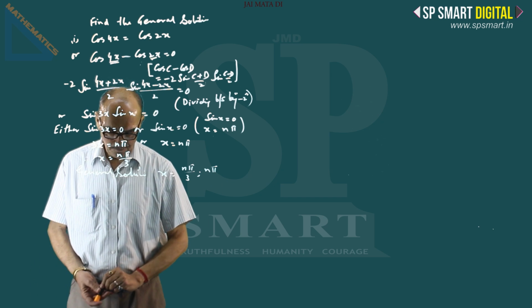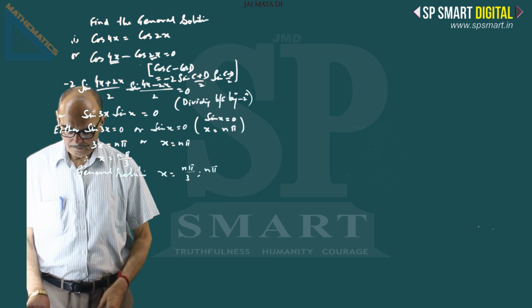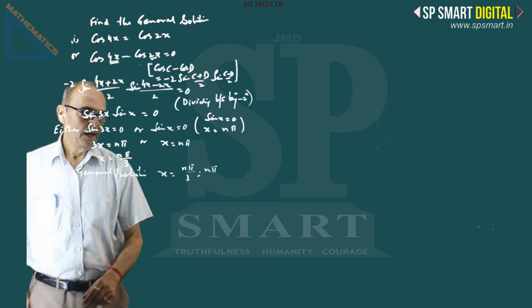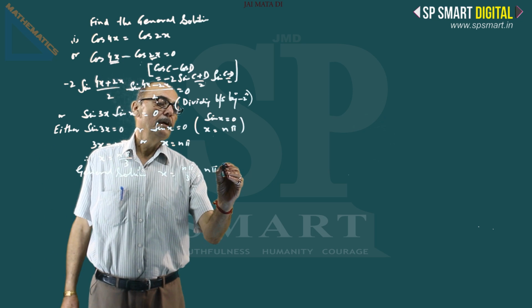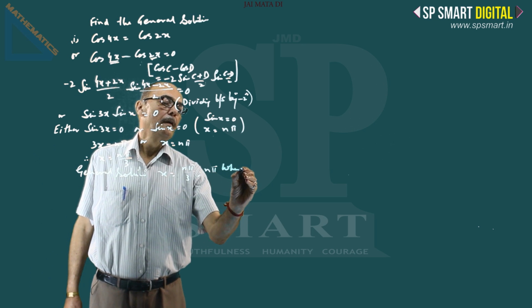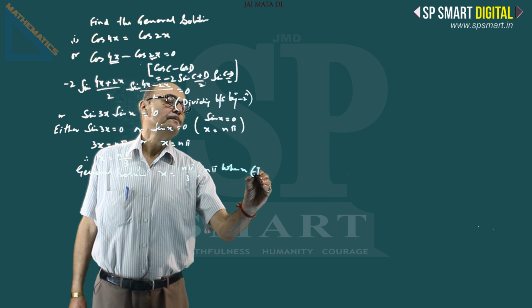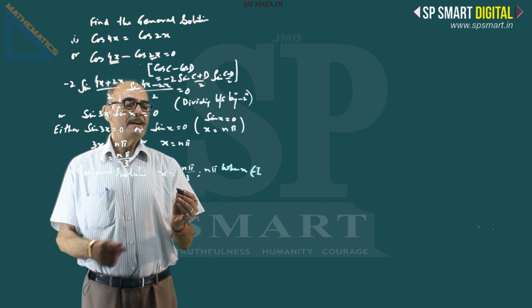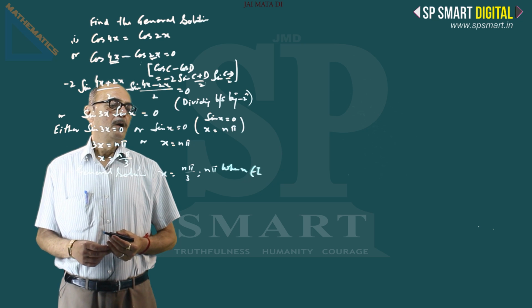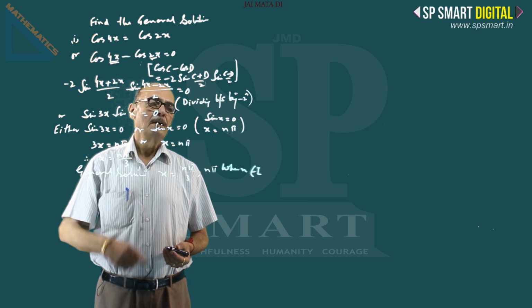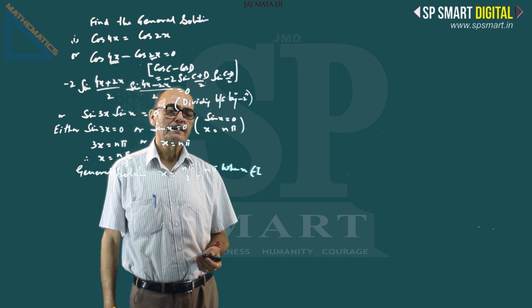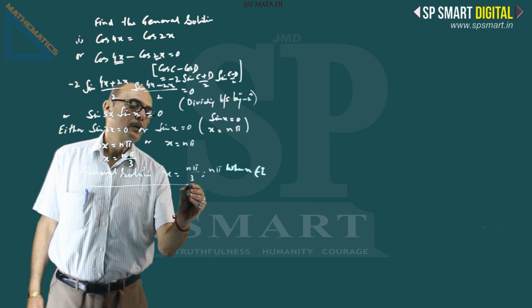So, if we substitute n as an integer, where n is an integer, whatsoever angle we get, all the angles will satisfy this equation cos 4x equal to cos 2x, cos 3x.